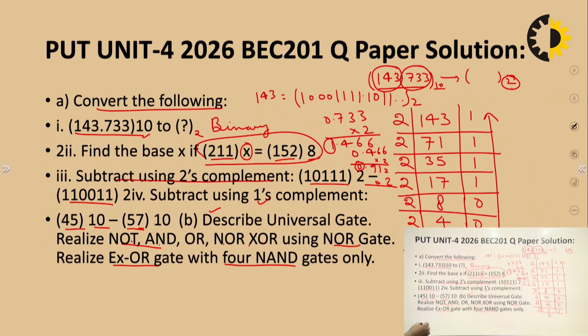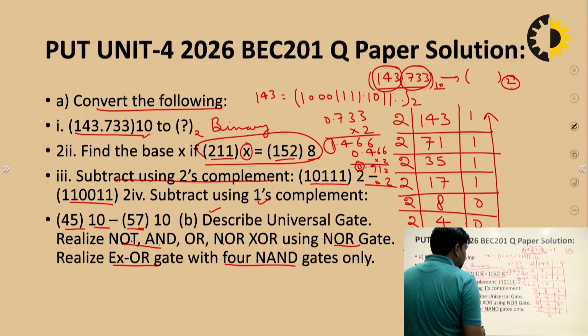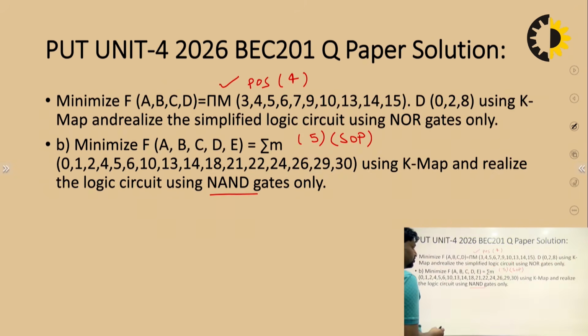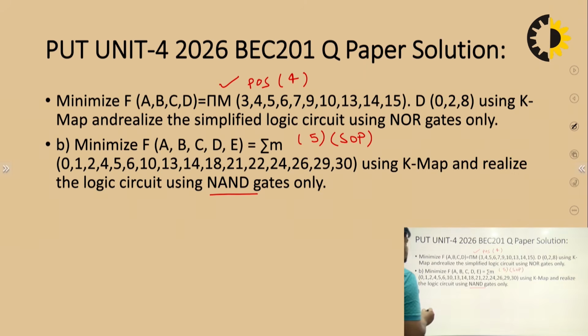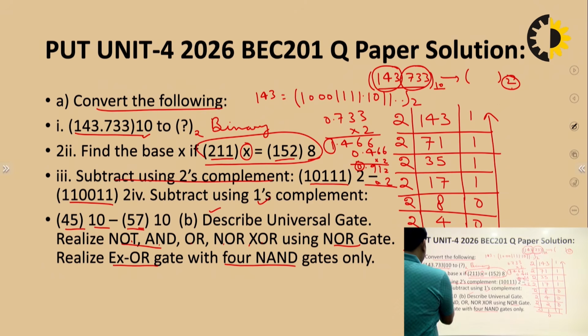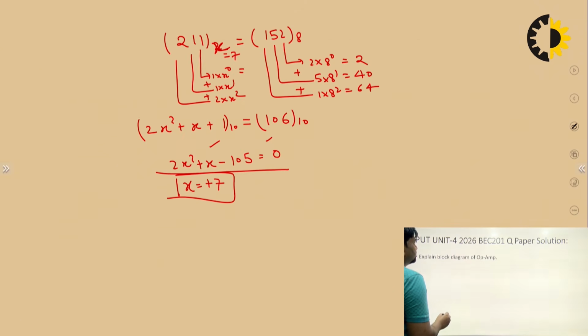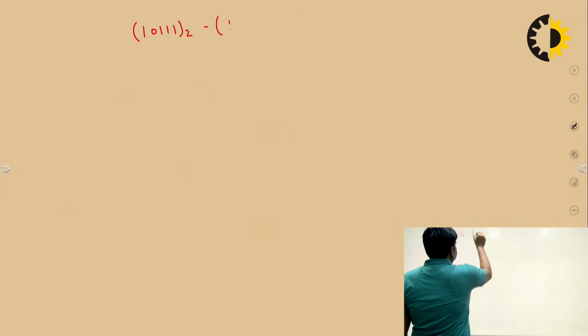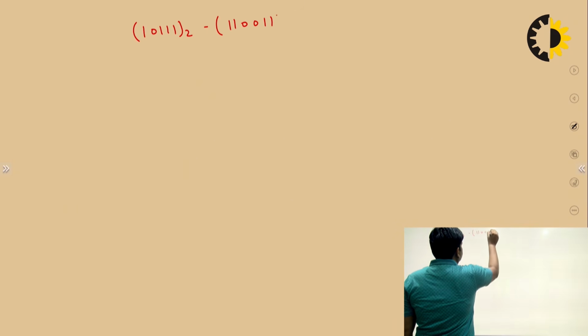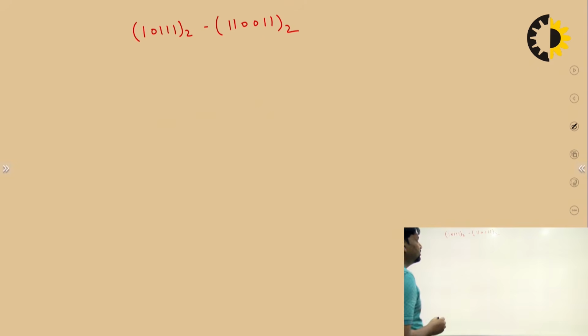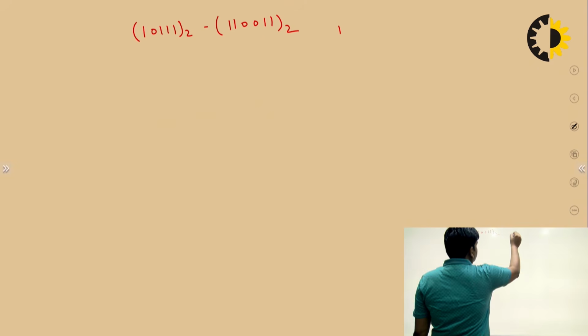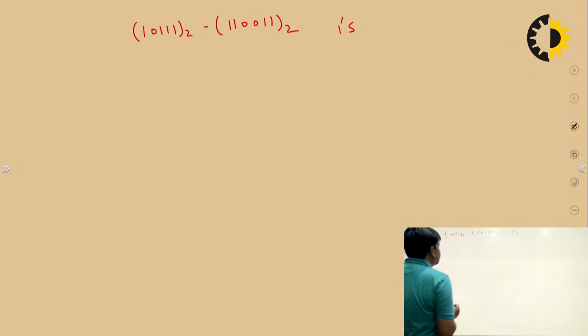Next question: 10111 radix 2 minus 110011. We subtract these two numbers by using the 1s complement method. So by using the 1s complement method, we subtract two numbers.